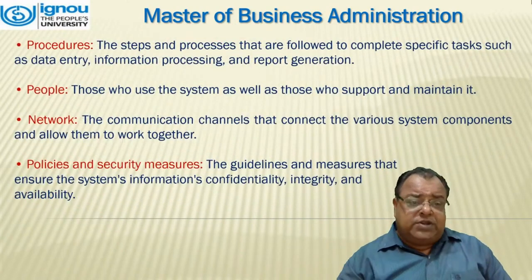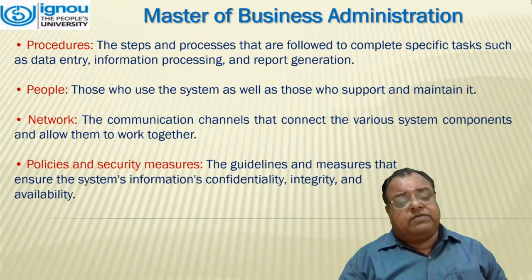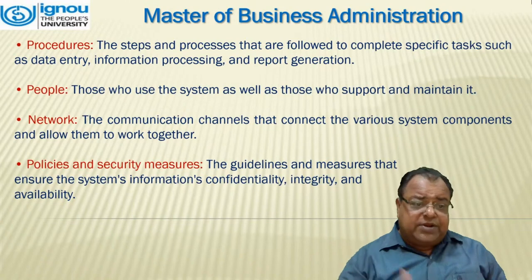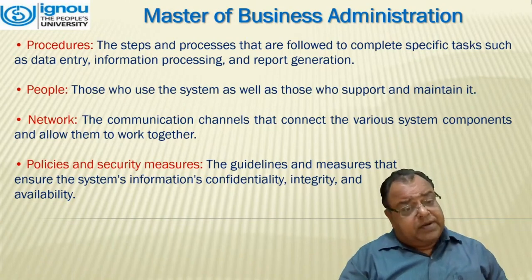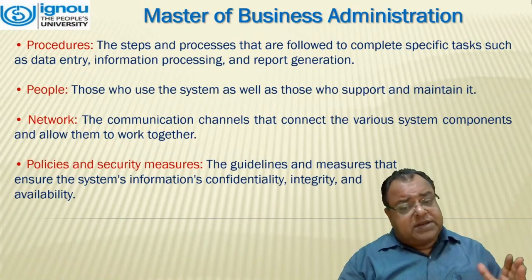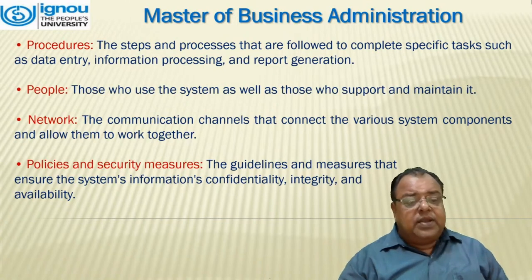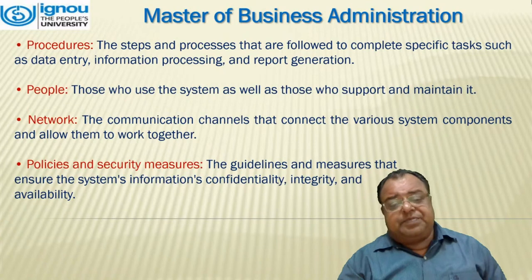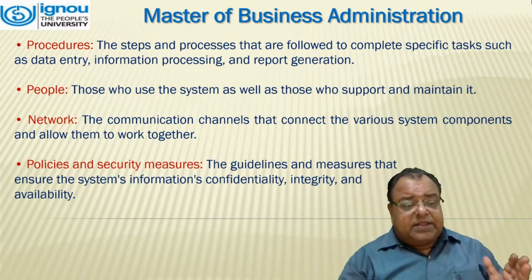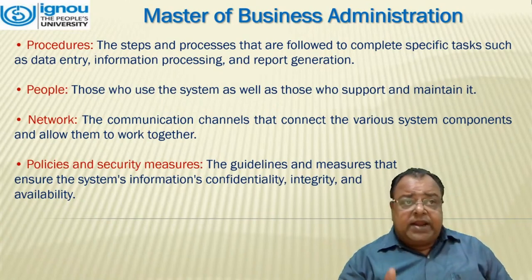Then the next part is the procedures: the steps and processes that are followed to complete specific tasks such as data entry, information processing, and report generation. Next part is the people, those who use the system as well as those who support and maintain it. Then comes network, the communication channel that connects the various components and allows them to work together. Policies and security measures: the guidelines and measures that ensure the system's information confidentiality, integrity, and availability.